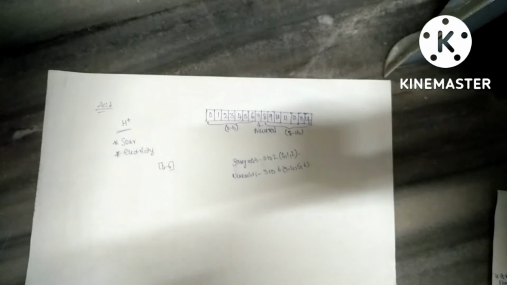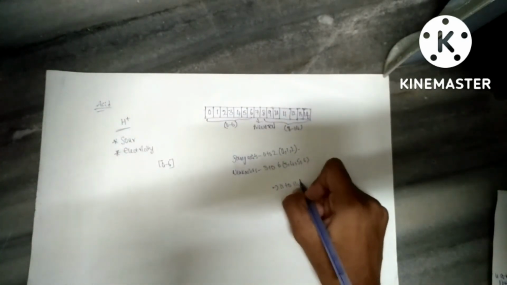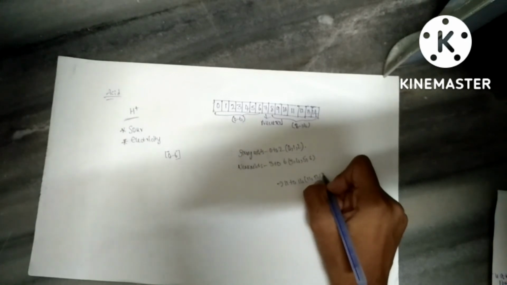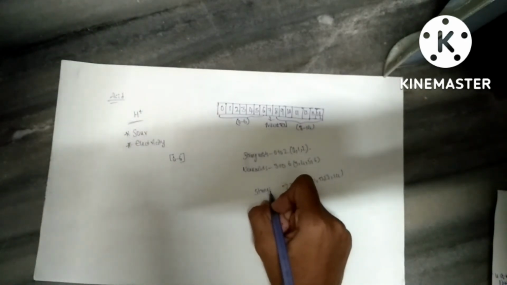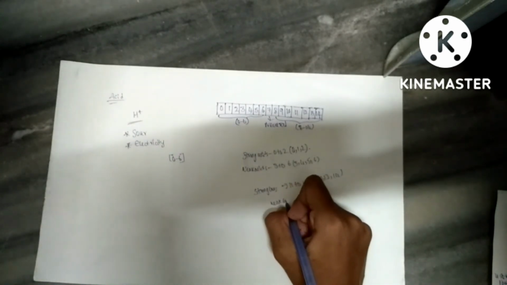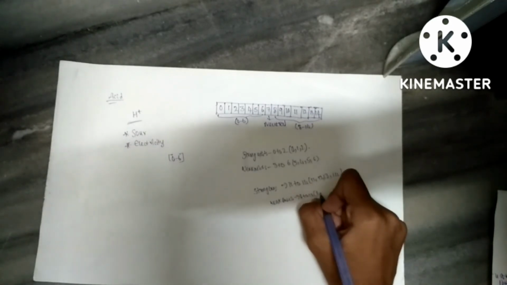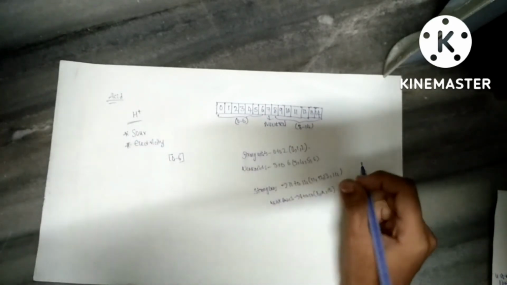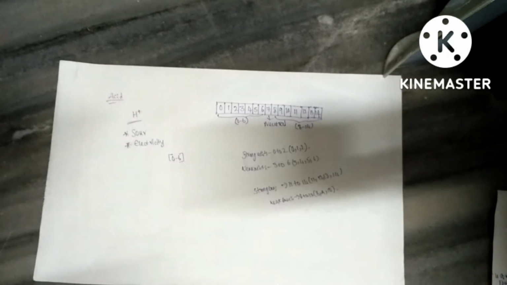For strong bases, the pH value is 11 to 14: 11, 12, 13, 14. For weak bases, the pH value is 8 to 10: 8, 9, 10. Next, when universal indicator is in acid, it is red color. In base, it gives blue color. In neutral, it gives green color.